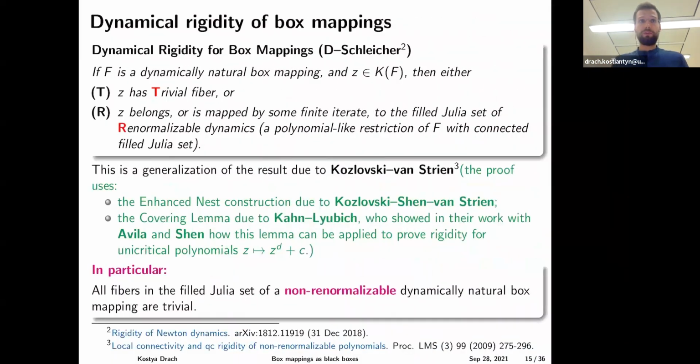Well, in particular, if we're in a non-renormalizable situation for our dynamically natural box mapping, then all fibers are trivial. So if we know for some reason that we are non-renormalizable, then we know that we are trivial.